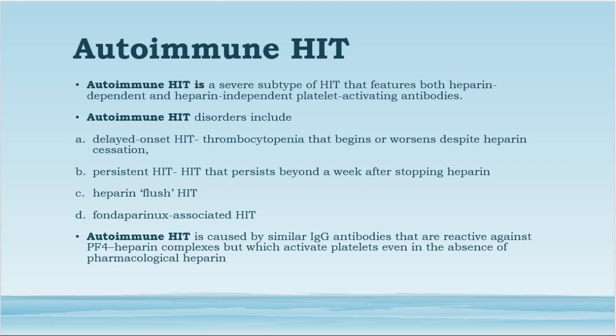Autoimmune HIT. Autoimmune HIT is a severe subtype of HIT that features both heparin-dependent and heparin-independent platelet-activating antibodies. Autoimmune HIT disorders include delayed-onset HIT, thrombocytopenia that begins or worsens despite heparin cessation, persistent HIT that persists beyond a week after stopping heparin, heparin flush HIT, and most cases of fondaparinux-associated HIT. Autoimmune HIT is caused by similar IgG antibodies that are reactive against PF4 heparin complexes but which activate platelets even in the absence of pharmacological heparin.